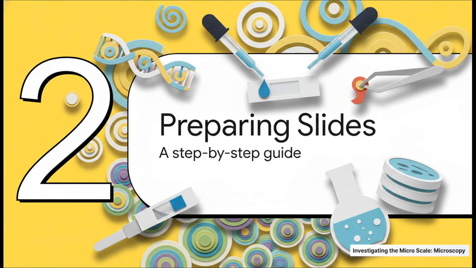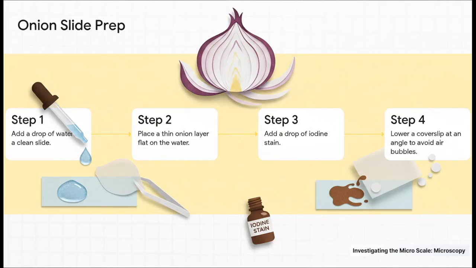Okay, let's get stuck into Section 2. This is the hands-on part, the practical method. This is literally what you'll be doing in the lab, so pay close attention. So to make your onion slide, you start with a single drop of water on a clean slide. Then you'll need to peel off a really thin, almost transparent layer from the inside of the onion. That's the epidermis. Place it flat in the water.